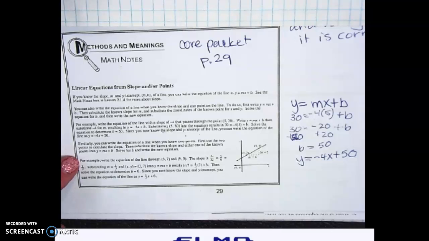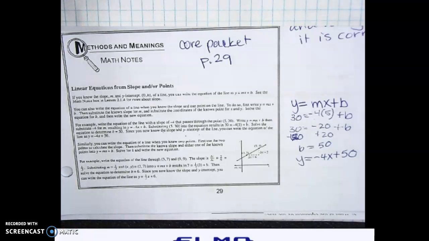And the last paragraph that starts with, for example. For example, write the equation of the line through (3, 7) and (9, 9). The slope is delta y over delta x, which is equal to 2 over 6, equal to 1/3. Substituting m equals 1/3 and x and y equals (3, 7) into y equals mx plus b results in 7 equals 1/3 times 3 plus b. Then solve the equation to determine b equals 6. Since you know the slope and the y-intercept, you can write the equation of the line as y equals 1/3 x plus 6. Awesome. Thank you.